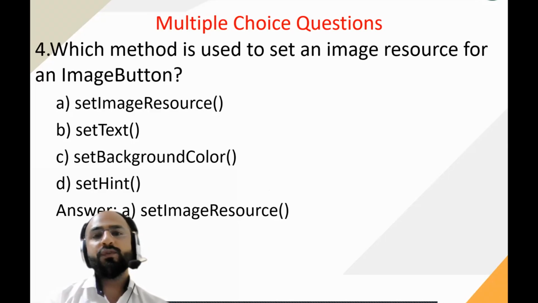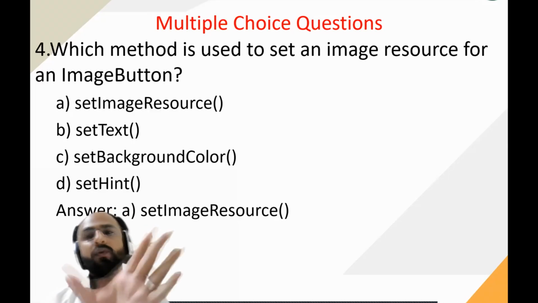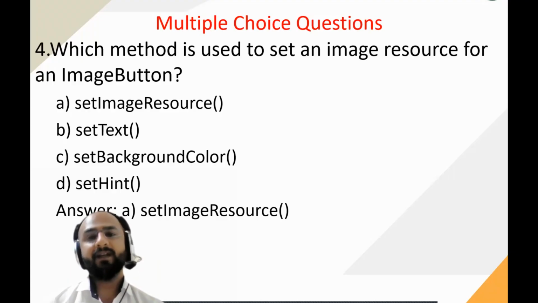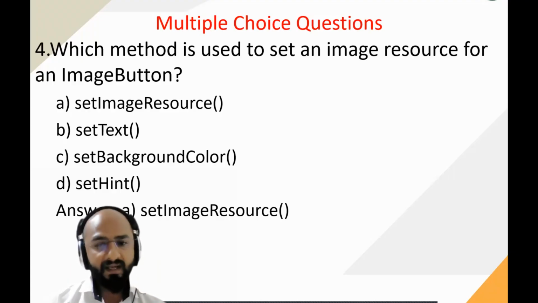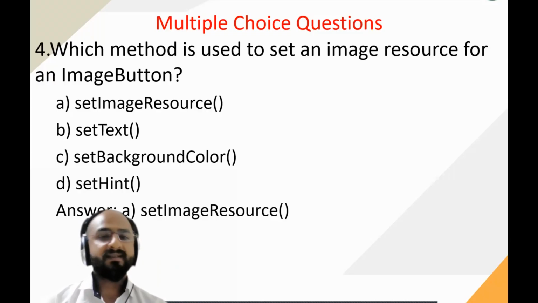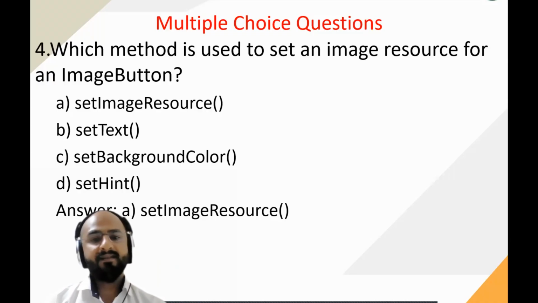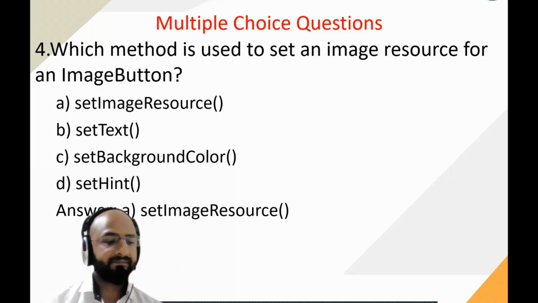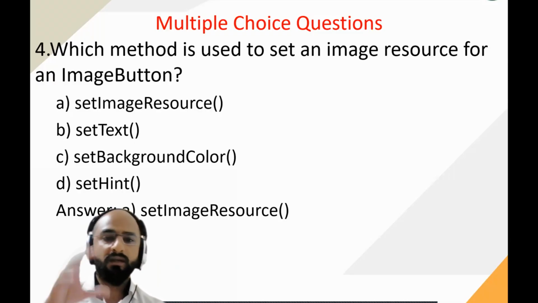Which method is used to set an image resource for an image button? Image button के ऊपर आपको अगर कोई image resource dynamically set करना है तो कौन सा method रहेगा? ऑप्शन 4 ऑप्शन है, सेट इमेज रिसोर्स, सेट टेक्स्ट, सेट बैकग्राउंड कलर या सेट हिंट. सो द राइट आंसर इज सेट इमेज रिसोर्स is the method. It is used to set the image on the image button.